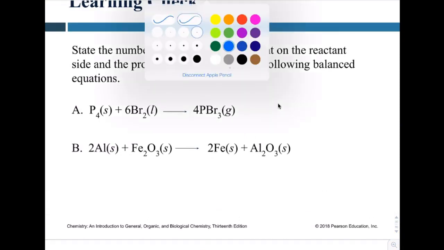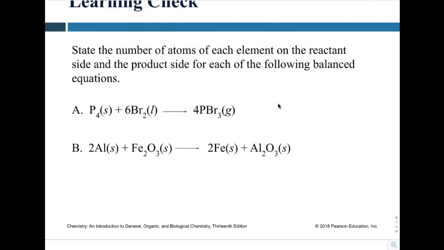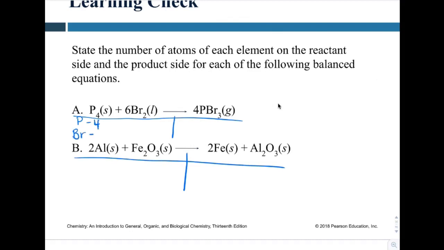Let's take a look. So how many phosphorus are there? So let's do our T-chart. So how many phosphorus on the left side? 4. How many bromines? 12. 6 times 2. How many phosphorus? 4 times 1. How many bromines? 4 times 3. 12. So this is balanced.